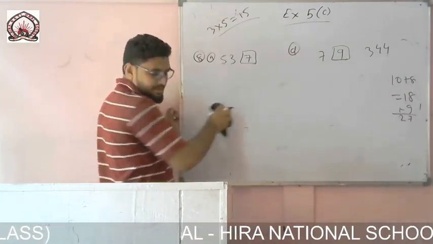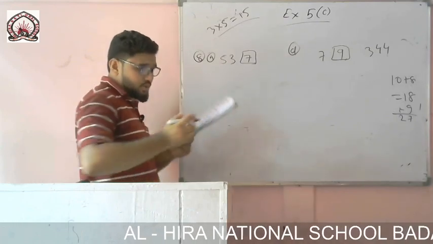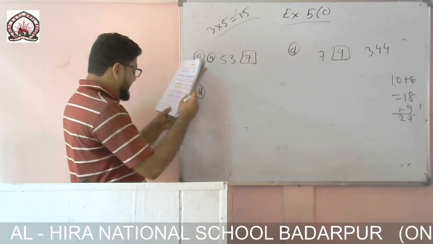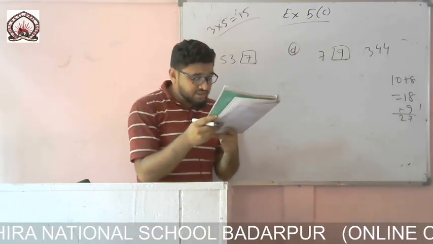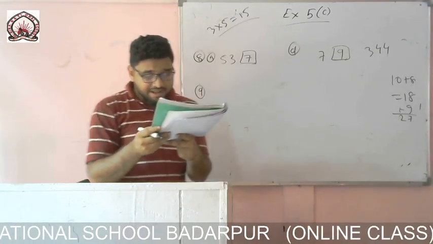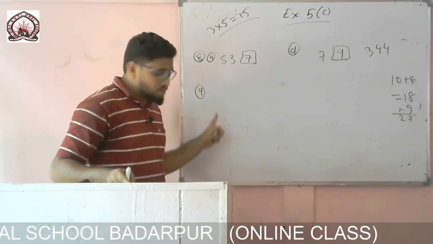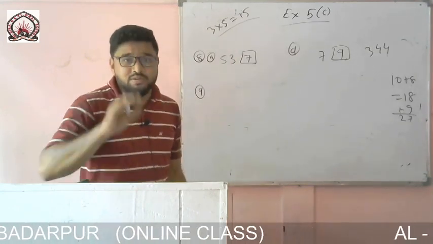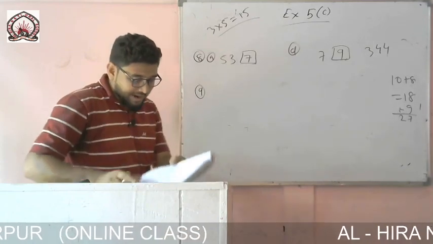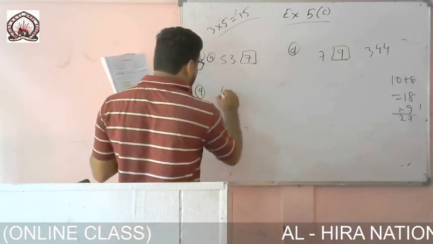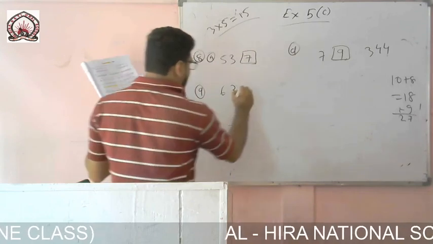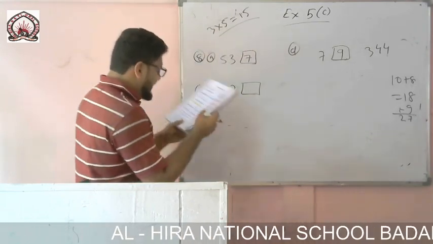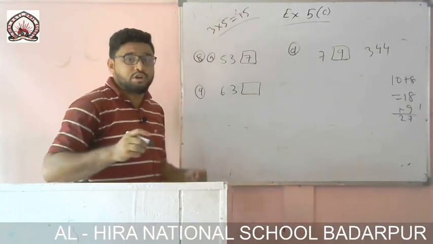Now the last question, that is question number 9. Fill in the smallest digit to make the number divisible by 4. So that is the last question. We need to use the smallest number. So 6, 3 is given here, and in the box we need to use a number that should be divisible by 4.